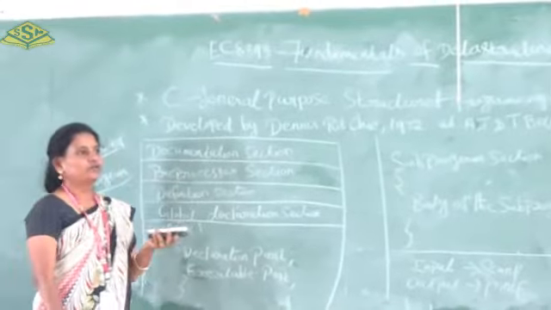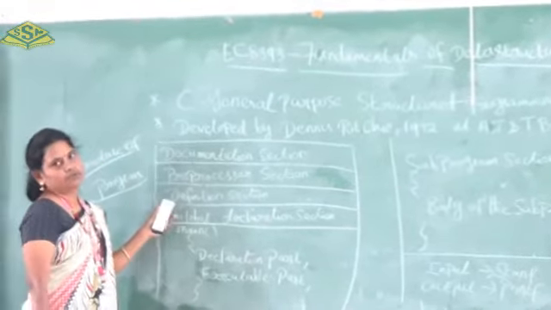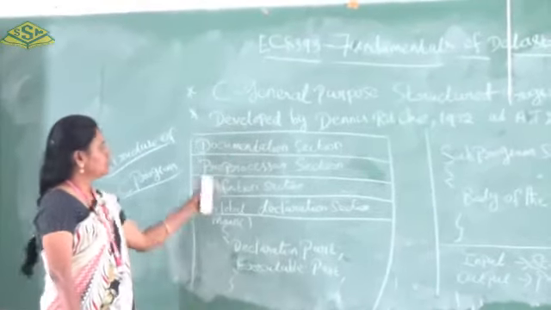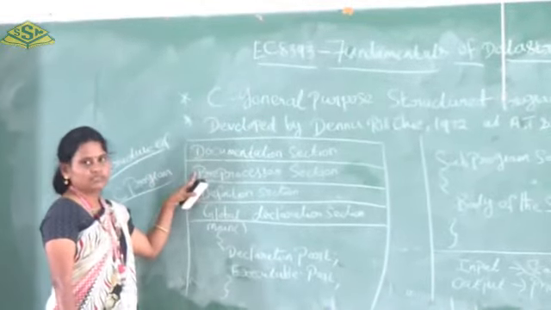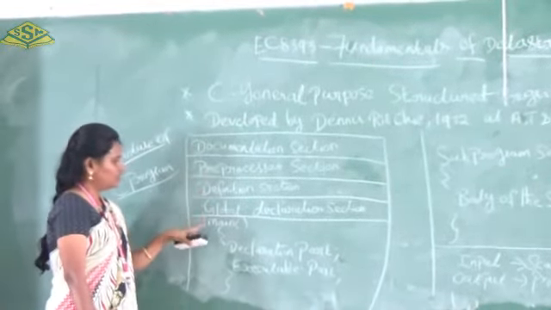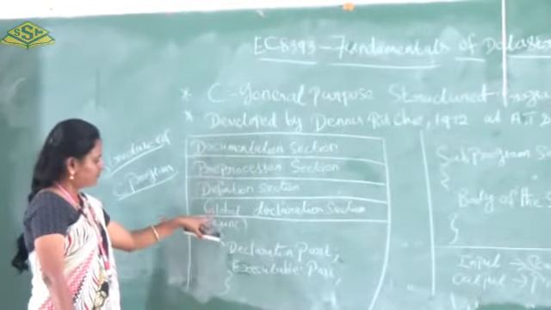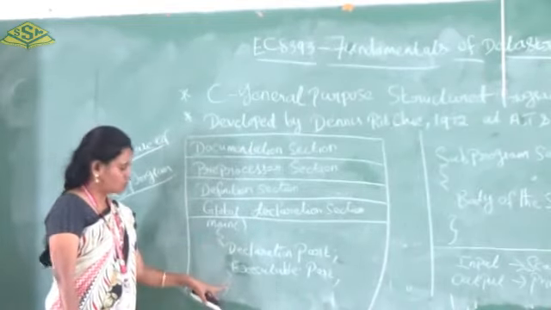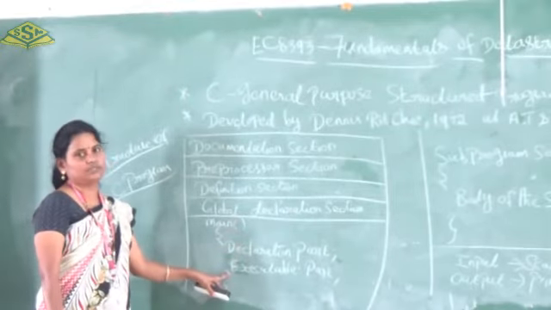If we are going to write any program in C, we have to know the structure of C programming. This is the diagram for C programming. These are the terms we have to know: documentation section, preprocessor section, definition section, global declaration section, and then we have the main function. After the main function, we have to include the open curly brace as well as the closed curly brace. In between, we have the declaration part as well as the executable part.